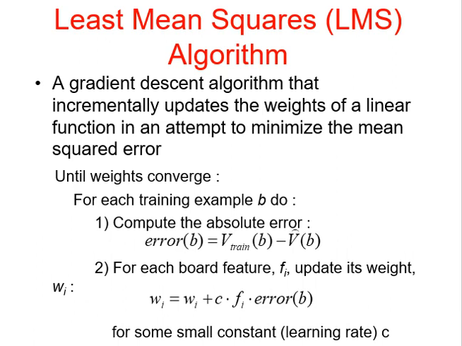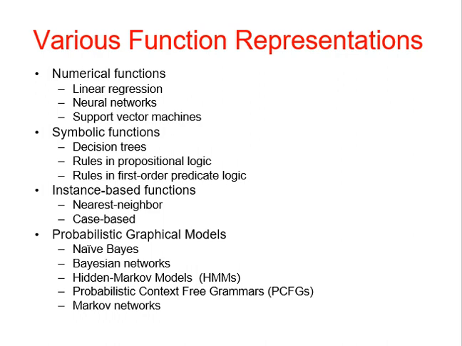The formula for the error is V train of B minus V of B, and then for each feature we need to update the weight. The weight formula is Wi equals Wi plus C dot Fi dot error of B. This is the LMS algorithm formula. And now let's move on to the next slide.